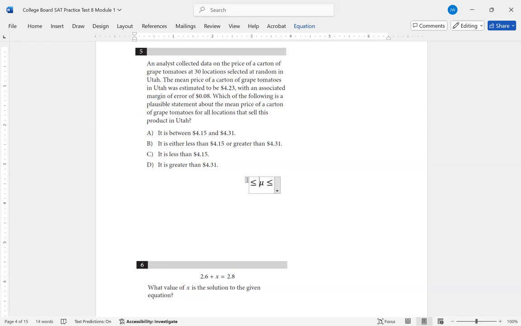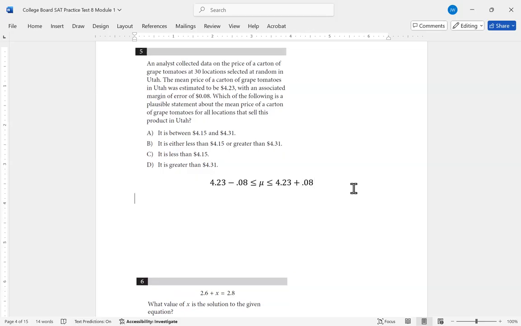How close depends on the margin of error. So we would take $4.23 and then subtract 8 cents. That would be kind of our low bound estimate for the average. And $4.23 and add 8 cents. That would be our high bound for the estimate of the average. You can use less than or equal to or just less than signs if you'd like.